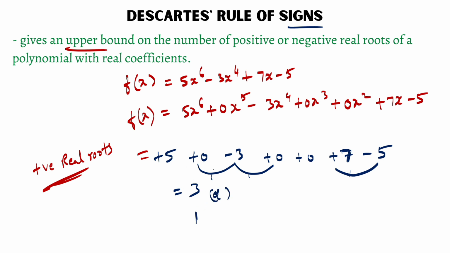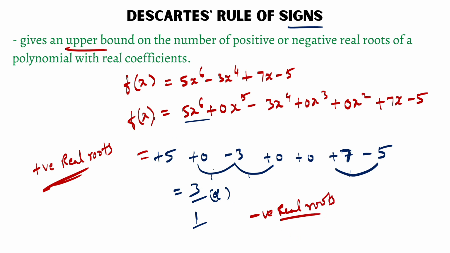So why we subtracted 2 from 3 is because in this rule we will constantly subtract 2, right? We don't take any other constant, we'll just take 2 and subtract this. So this is the positive real roots. The positive real roots for this polynomial can be 3 or 1. But what about the negative roots? Negative real roots. What about the negative real roots?